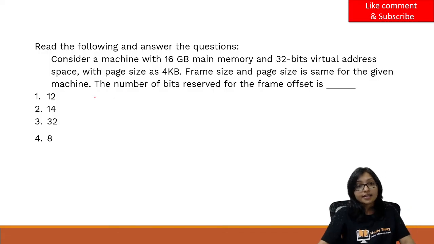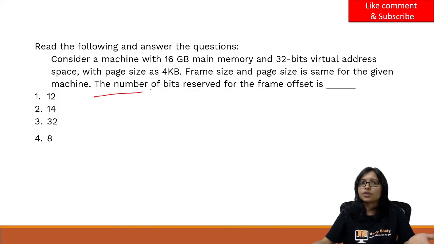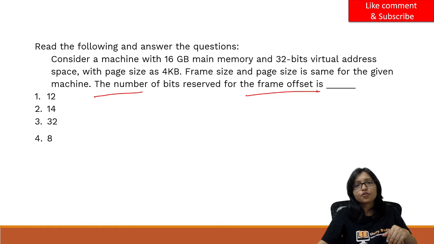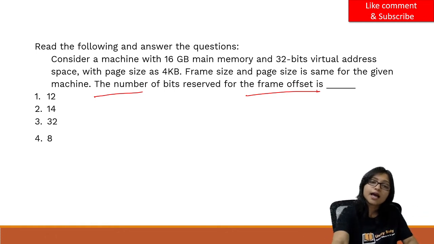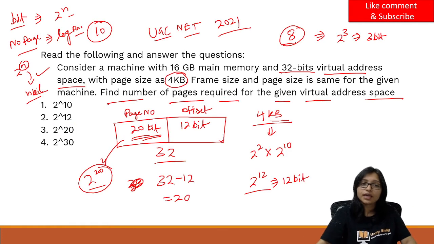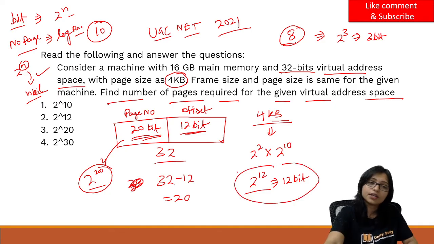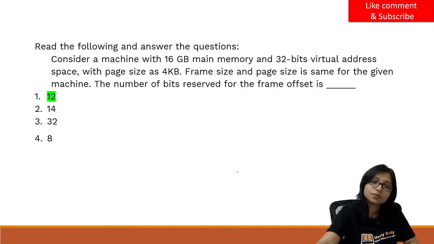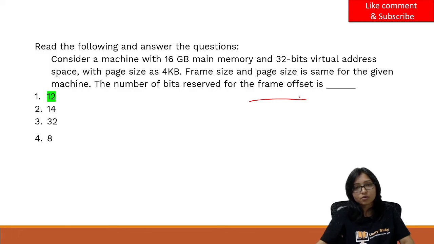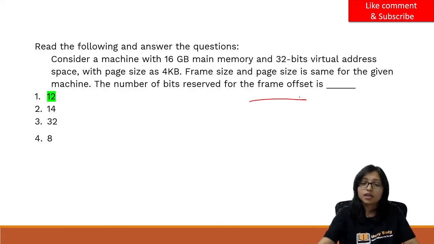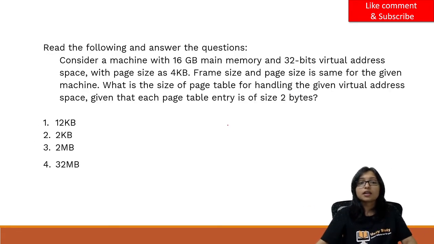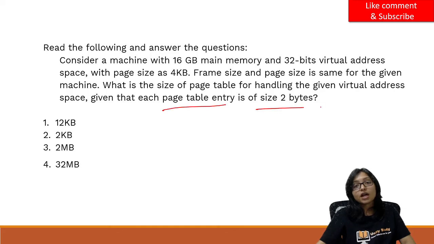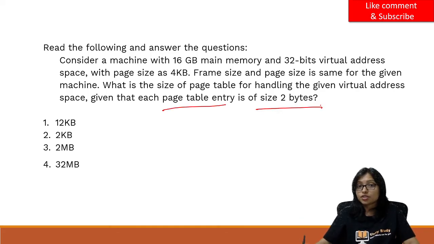Now the next thing: we have already calculated the number of bits reserved for the frame offset. The last one only we have done here, right? You can see the 12-bit offset, page offset and frame offset are the same. So that's why definitely the same thing, the answer will be 12 only for the frame offset. You got it? Now see here, page table. What will be the size of the page table?